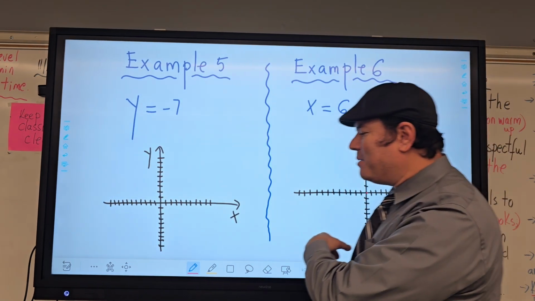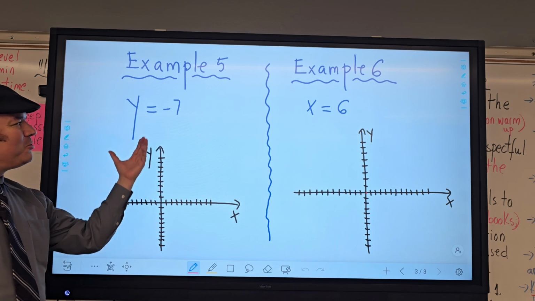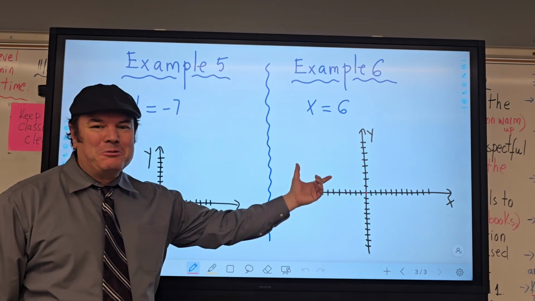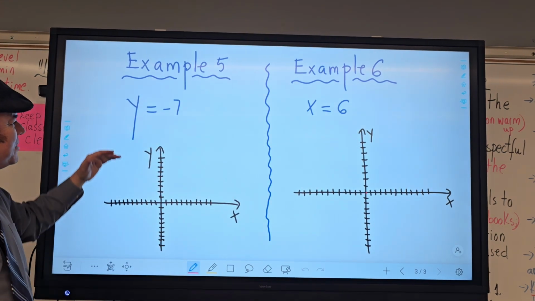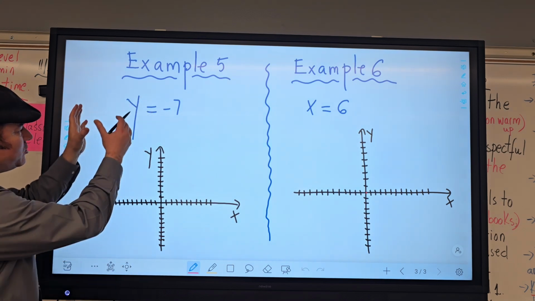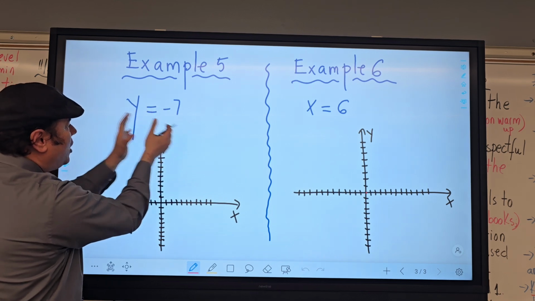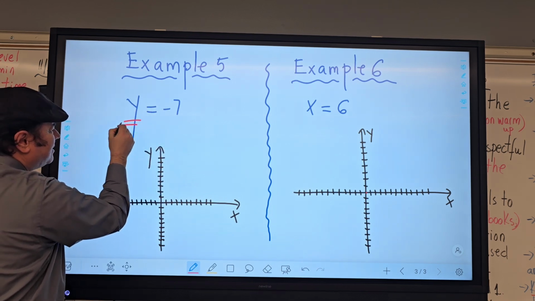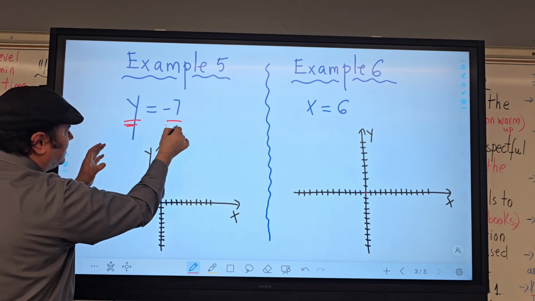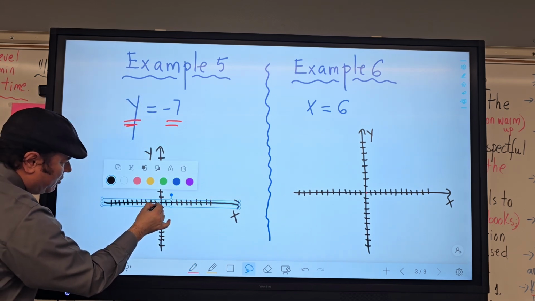Let's look at the last two examples. Example 5. Sometimes we just have y equals a number or x equals a number. And let me show you what happens when y equals a number. When y equals a number, in this case we have y equals negative 7. We are going to negative 7 on the y-axis. So on the y-axis, we are going to negative 7 from 0. So 7 units down.